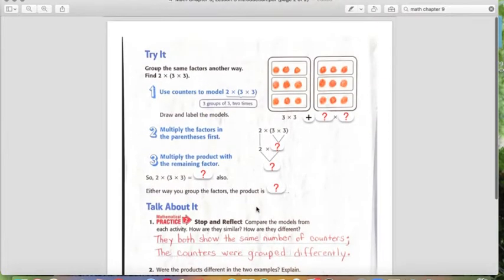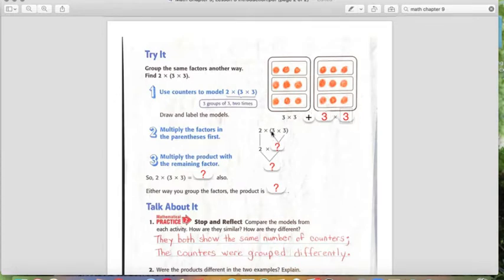Page 514 is a similar problem. We have 2 arrays, except this array is 3 times 3. And our equation says 3 times 3, 2 times. So 3 times 3 first because it's in parentheses, and then we're going to do that multiplication problem 2 times. So the first one is 3 times 3, and the second array is also 3 times 3. So 3 times 3 is 9, plus 3 times 3 is 9, and 9 plus 9 is 18.